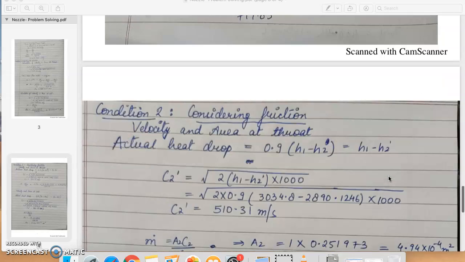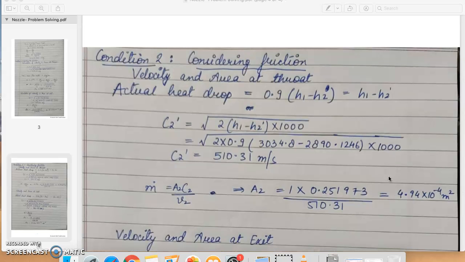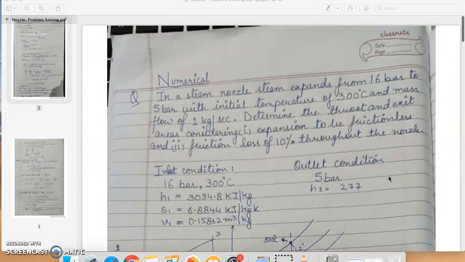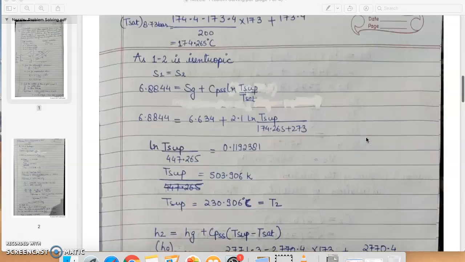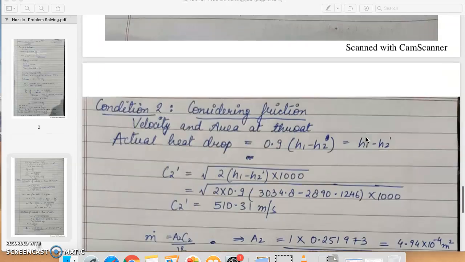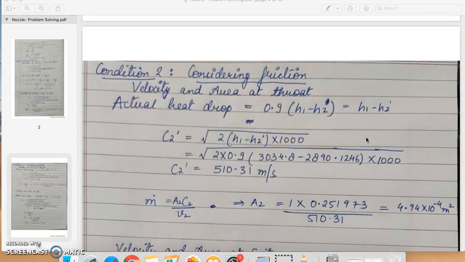Now the second condition is considering the friction. So considering the friction, what will change is the enthalpy drop, and it is given that we have to consider a friction loss of 10% throughout the nozzle. For 10% loss, the efficiency will come out to be 90%, as 10% is lost and the rest of the 90% will be used. So the actual heat drop which will be useful will be 0.9 into (H1 minus H2), which will be equal to H1 minus H2 dash.